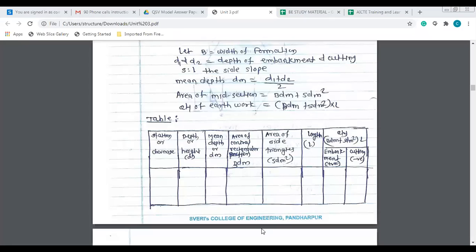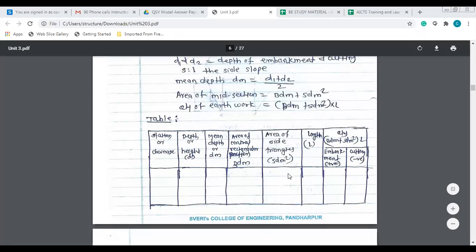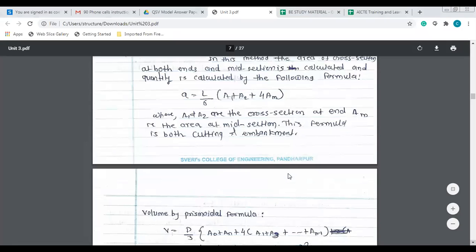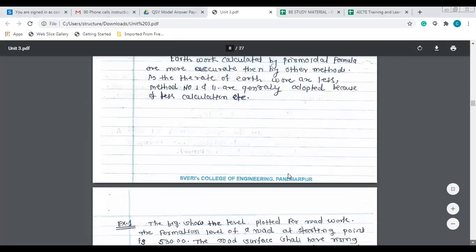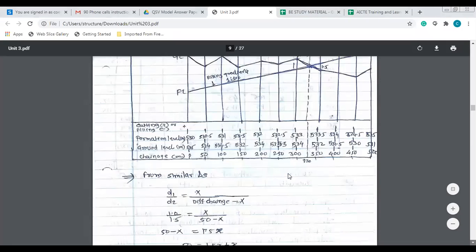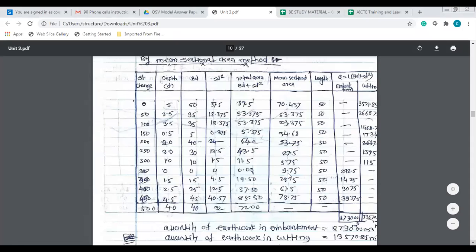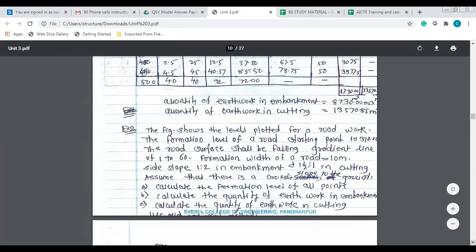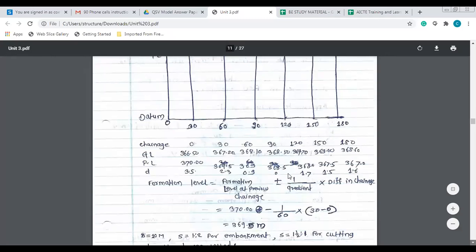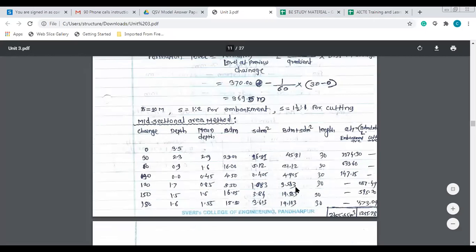Rejoin fast so that we will start with the problem. Mid sectional area, we will discuss the other methods afterwards. At first I will take some sample example using the mid sectional area. I will just check whether it is there. Then we will go for, yes, the problem is here.